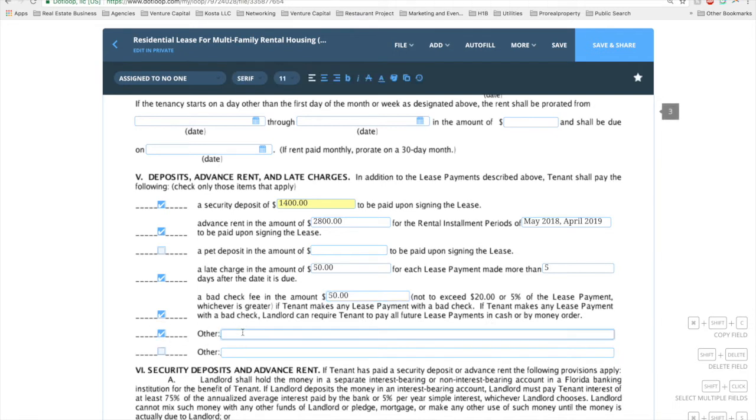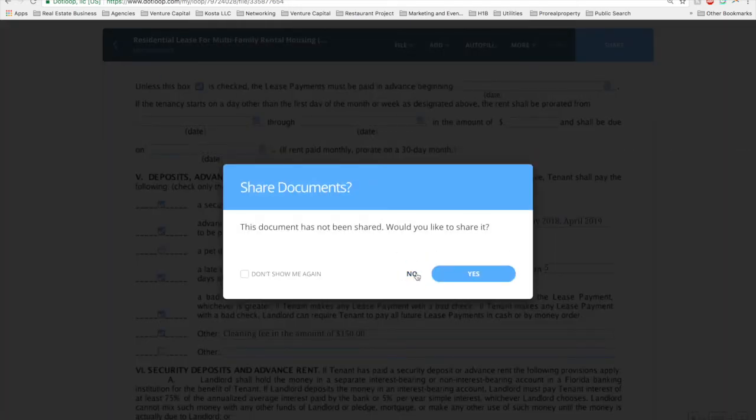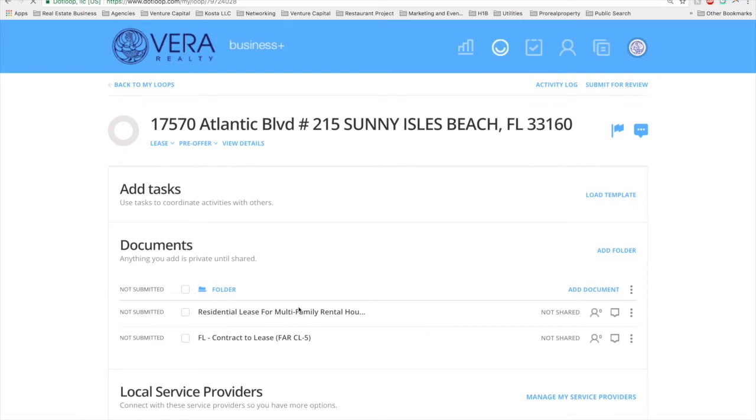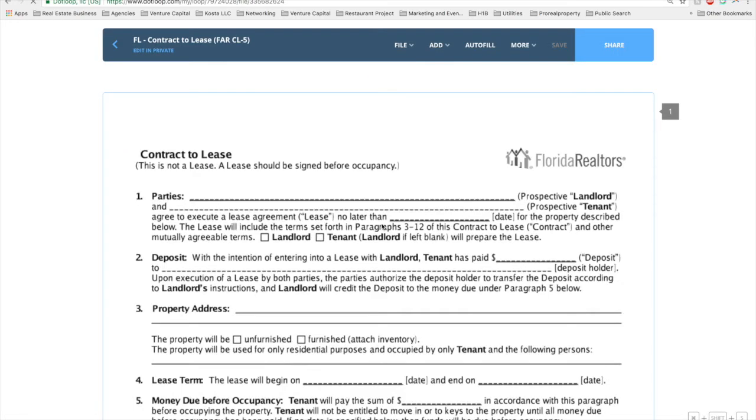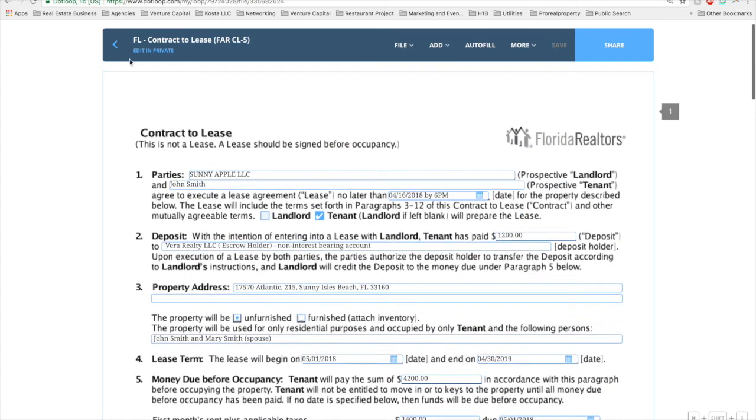Remember in the contract to lease we had a cleaning fee, so we'll put here cleaning fee in the amount of $150. And to double check, you can always click save here, then go back to the main loop. Would you like to share? No, not yet. Then we go to contract to lease, and we have cleaning fee $150, payable on the 1st of May as well.